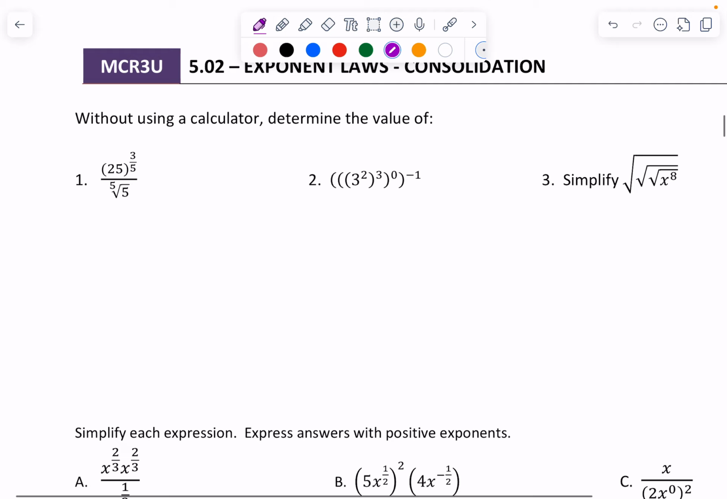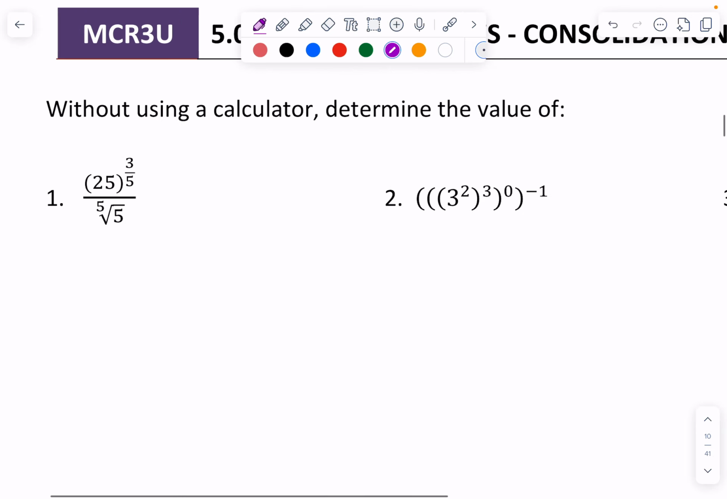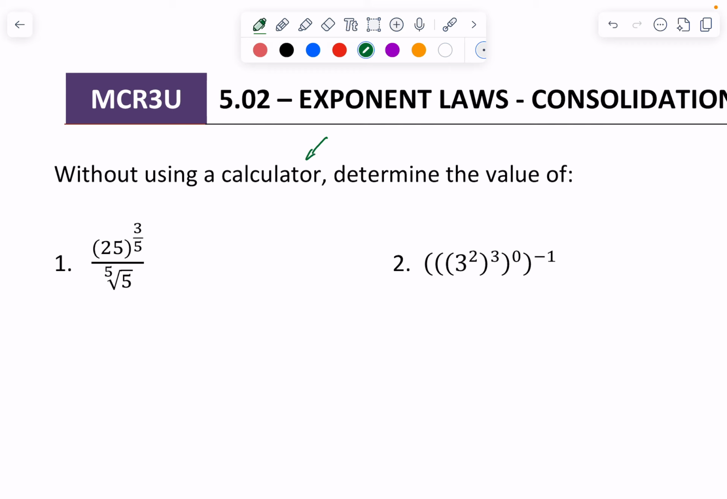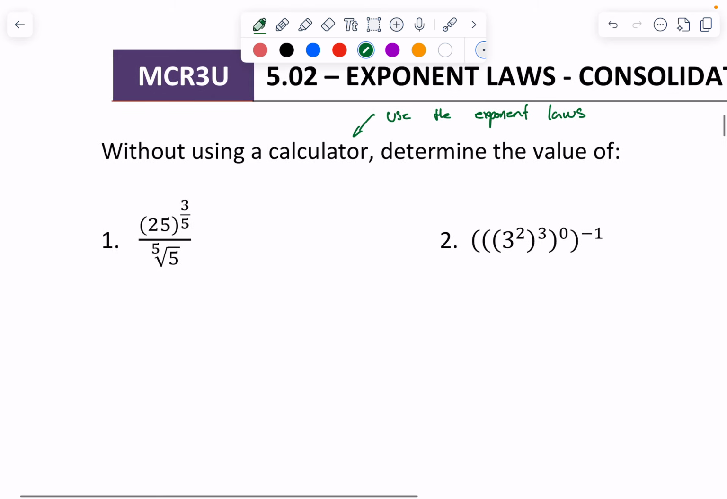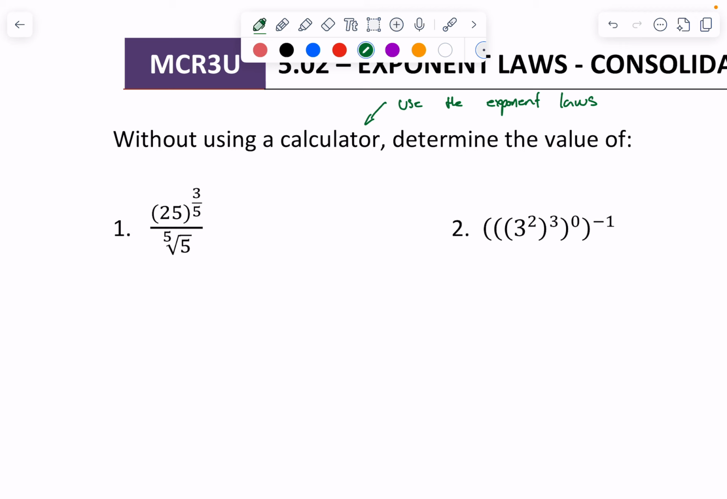So looking at the first problem, we have 25 to the power of 3/5, and that is being divided by 5, the fifth root of 5. So without using a calculator, what that means is we want you to use exponent laws, all right? So use the exponent properties, the exponent laws.